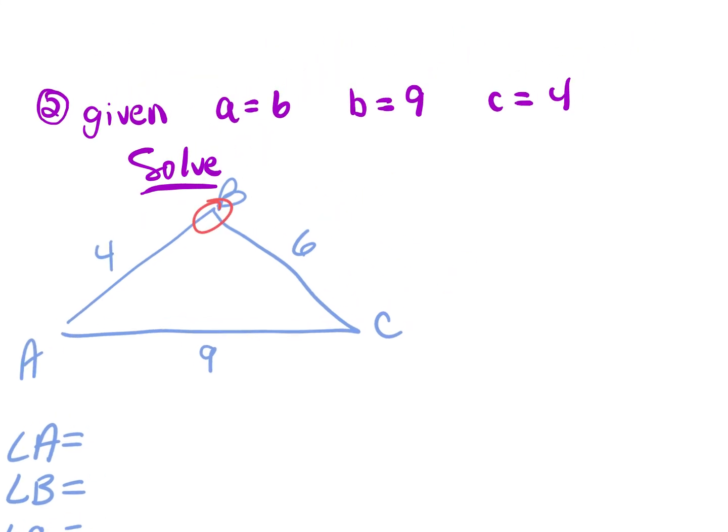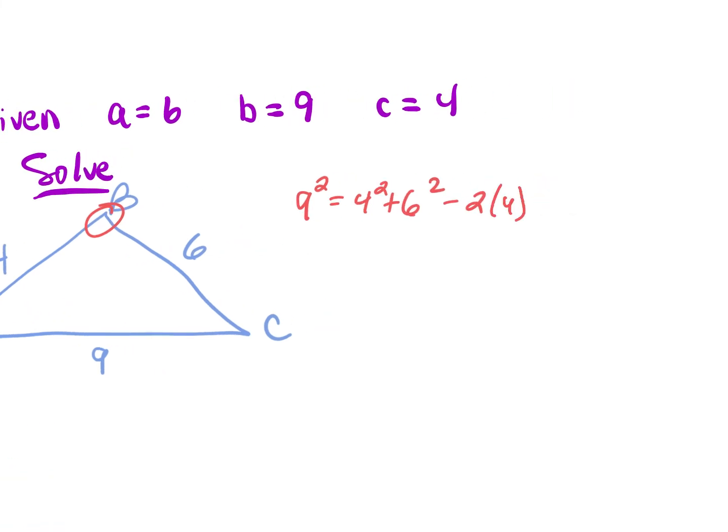So I'm going to use that formula. It's 9 squared, because that's what's across from B. What do I do with the other two sides? I square them, and I add them, and then minus 2 times the two sides multiplied together times the cosine of the angle I'm looking for. Again, that will be given to you.